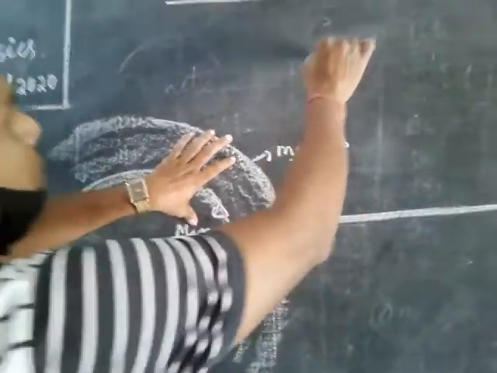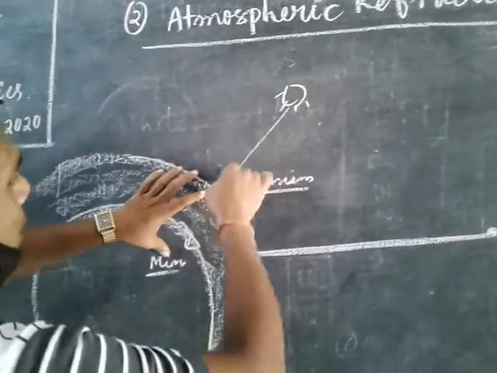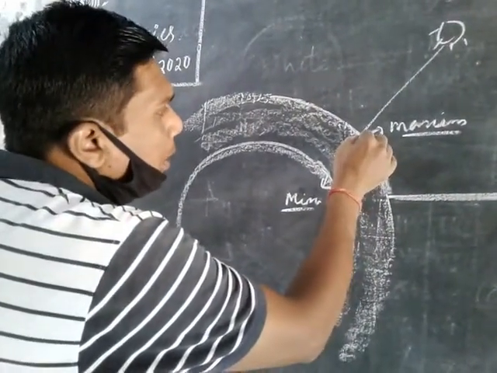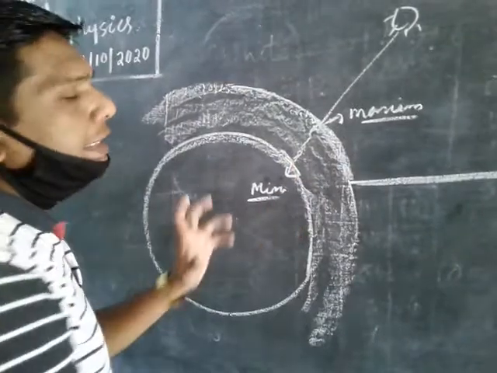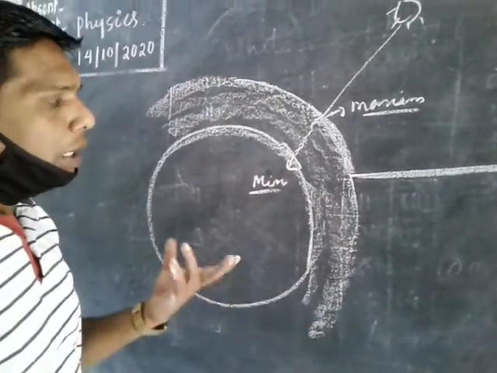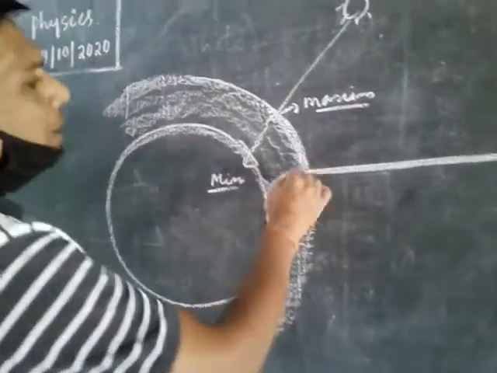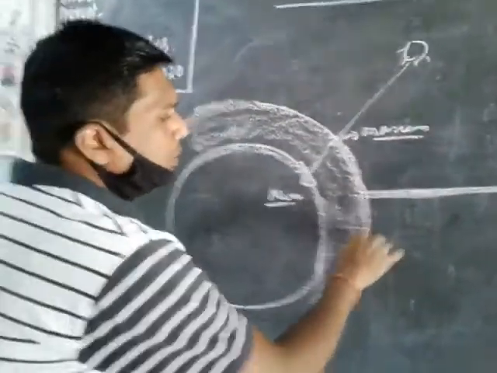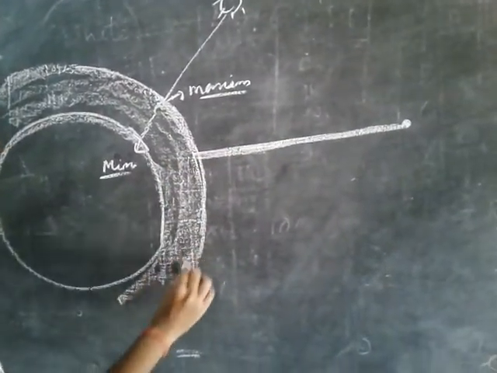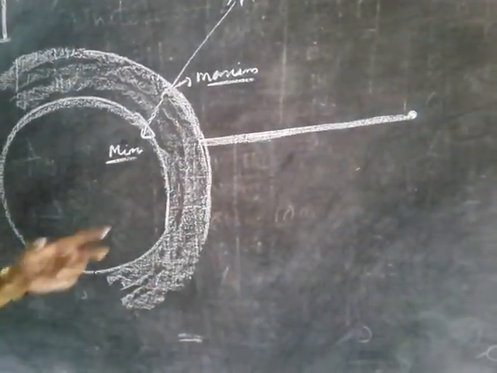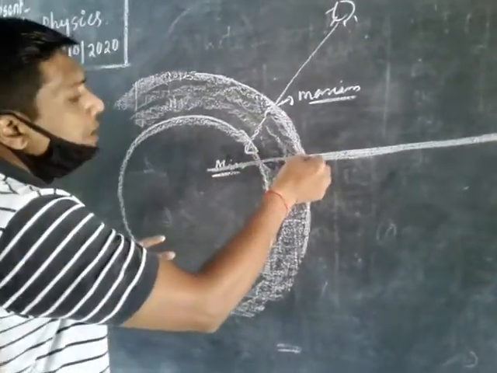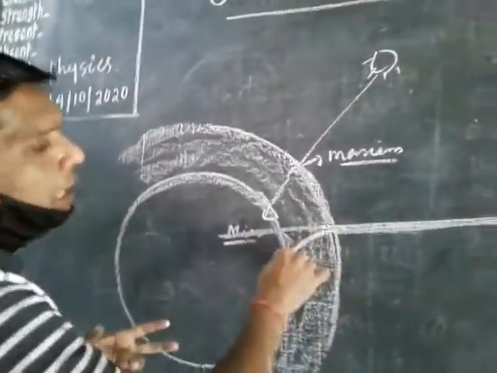And why? Because when the sun is here, after a small difference of time, the temperature of the atmosphere changes continuously. Therefore, what will happen? The ray of refraction, the light which travels through this atmosphere, will never travel through a straight line. It will bend like a curve path.